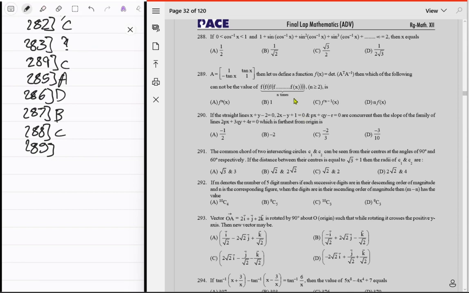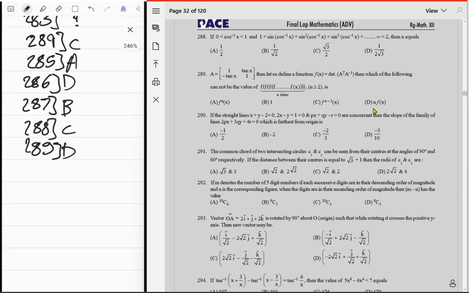Okay, the following cannot be the value of f. It can only be 1, right? And you want what cannot be the value of f. Okay, I think this is the derivative of something. f power n of x, 1 power n is the thing. This is also the thing, n times. Oh yes, n is not equal to 2, so D is not correct.